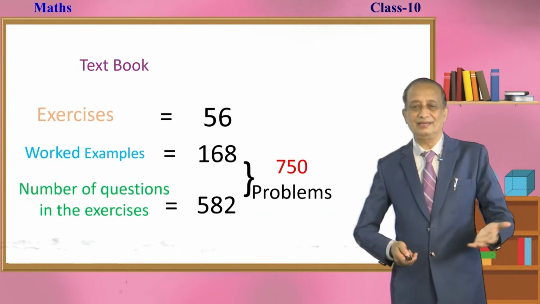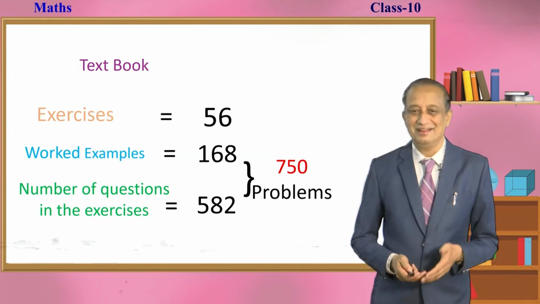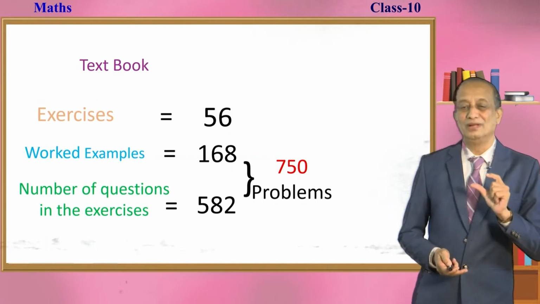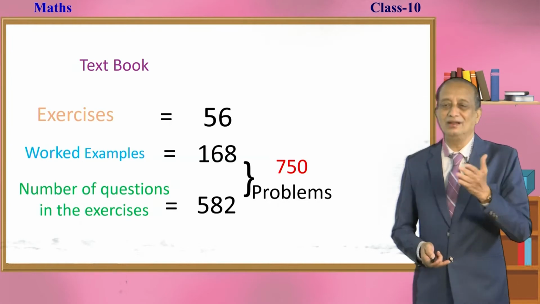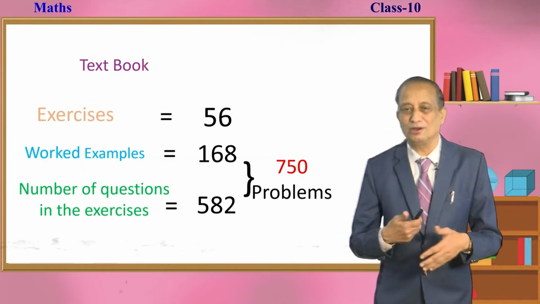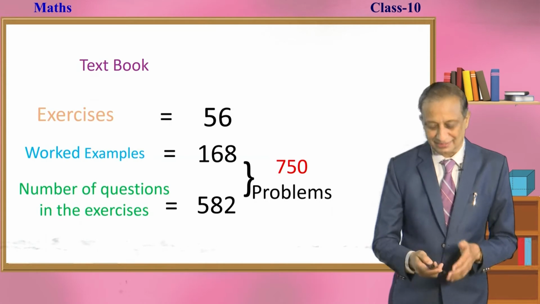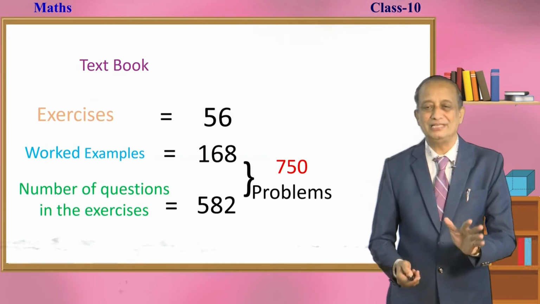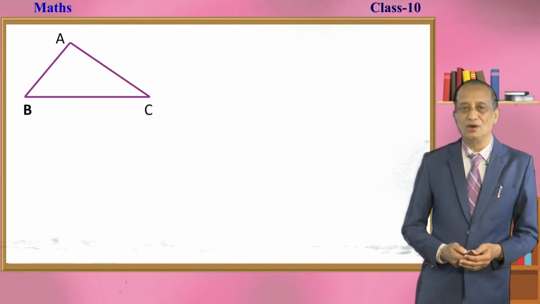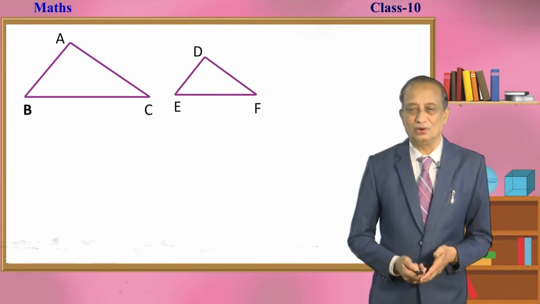And in the entire textbook the statistics is this: about 56 exercises are there, 168 problems with 582 exercise questions are there, children. Altogether it works out to be 750 problems. The more problems we work out, the more clarity we have, do not think otherwise. It is a very, very small thing. Please bother to understand the entire textbook. Okay. Now, with this introduction, I am going to start the chapter called triangles.